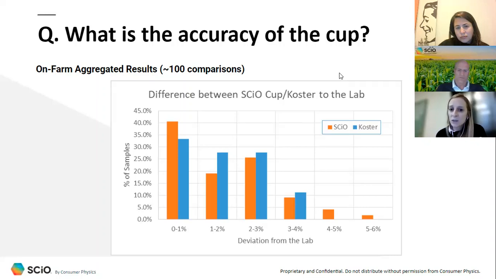So the way that we really position the cup is that we don't say it's as accurate as the lab. We say it's as accurate as a COSTA. And the benefit of being able to test so many more samples and to really get a true representation of what's in your pile is really where you see those gains in accuracy.